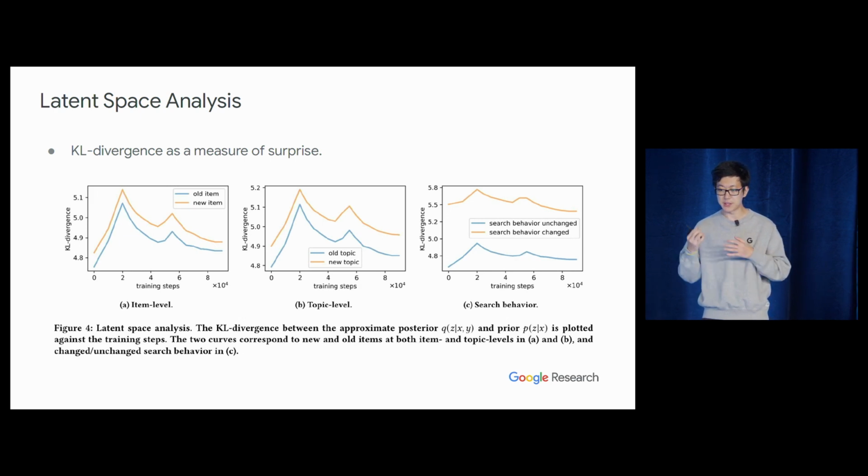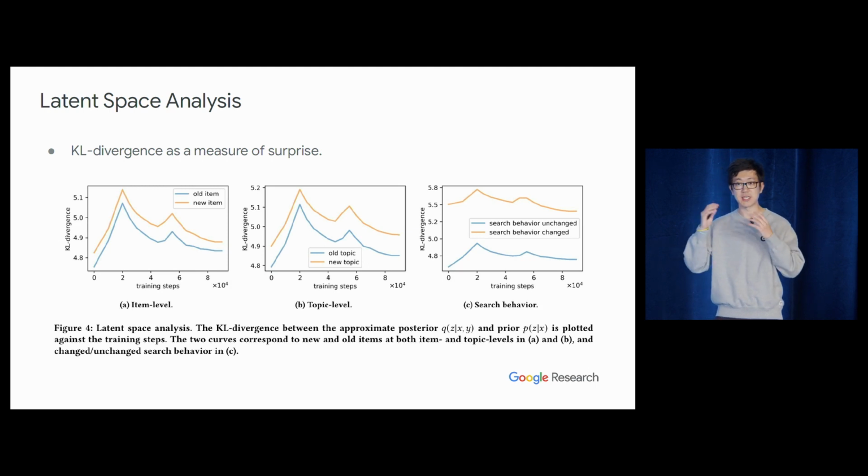So we can see that when there is indeed a search behavior change, the KL divergence is higher than the unchanged case. So basically, this KL divergence analysis shows that the latent space actually can capture some important information about users' behavior.